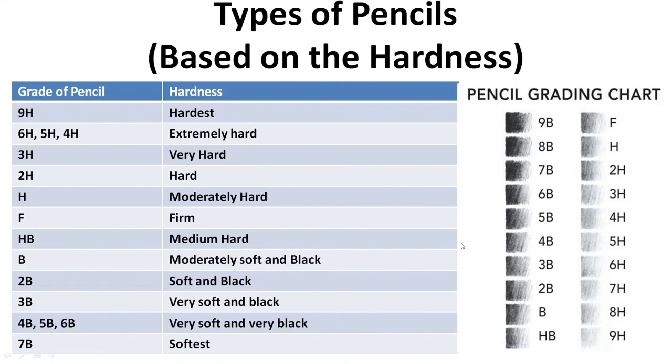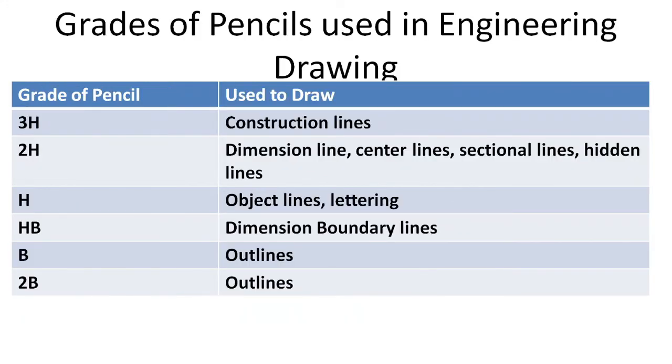Now in engineering drawing, we are going to use six types of pencils. 3H is used to draw construction lines. 2H is used to draw dimension lines, center lines, sectional lines, as well as hidden lines. H is used to draw object lines as well as lettering. HB you can use for dimensioning and boundary lines. B and 2B can be used to draw the outlines of the object, where you can represent its border line.